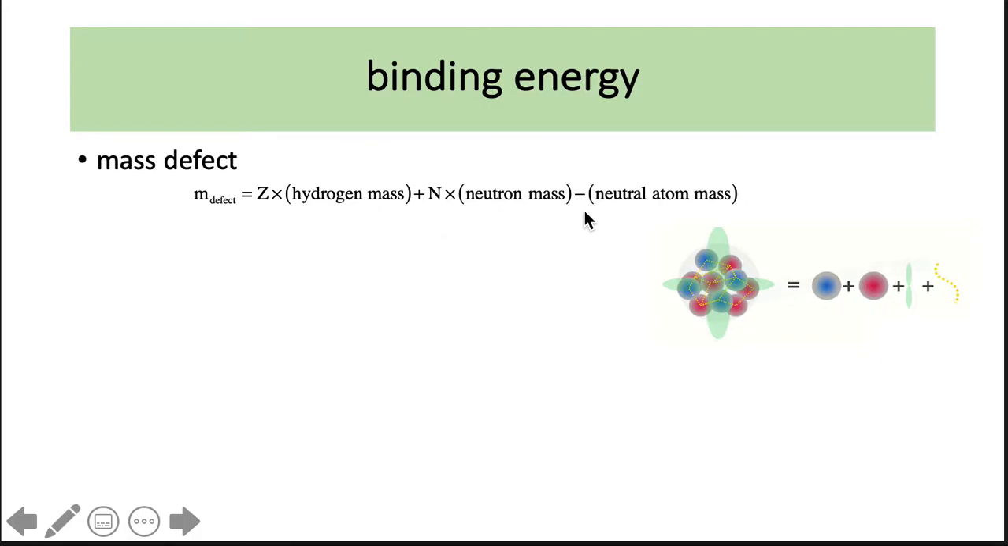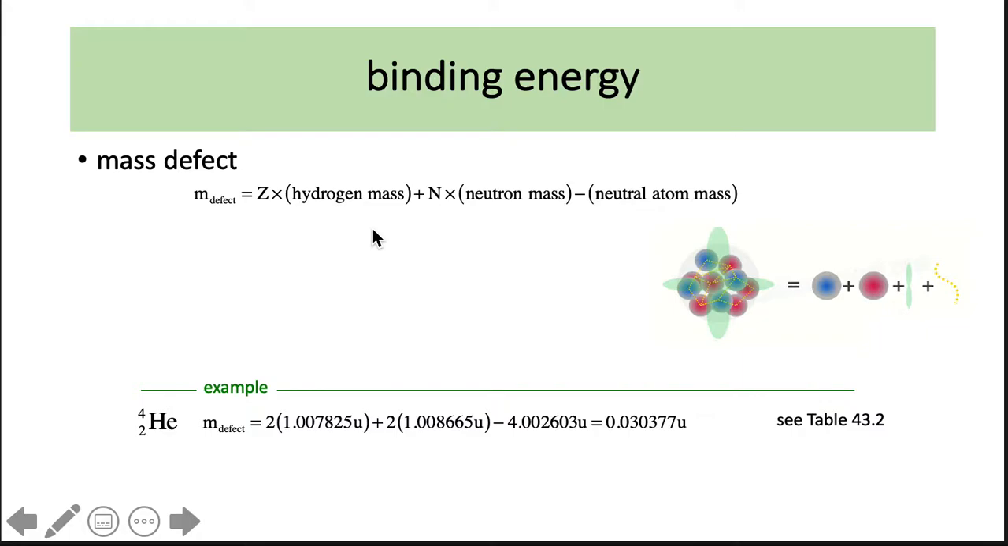And if you subtract from that the neutral atom mass, say it's carbon 14, then the difference you get is called the mass defect. In general, it will be less because there's more potential energy when you take the particles apart than when they are together. So that difference between the mass of the whole and the sum of the masses of the parts is called the mass defect. And the neutral atom mass has all the electrons too, so we're really just subtracting out the electrons.